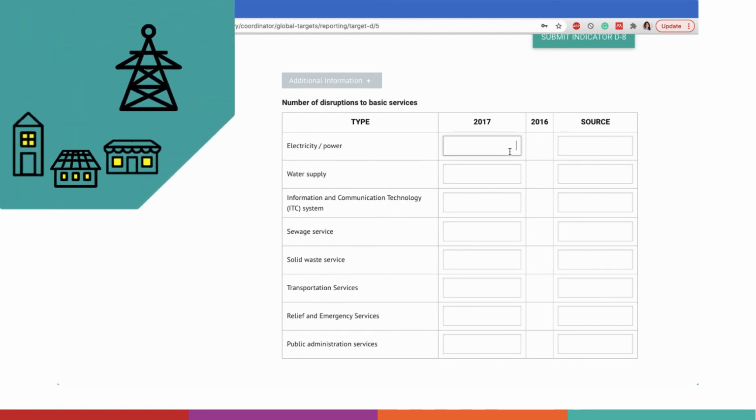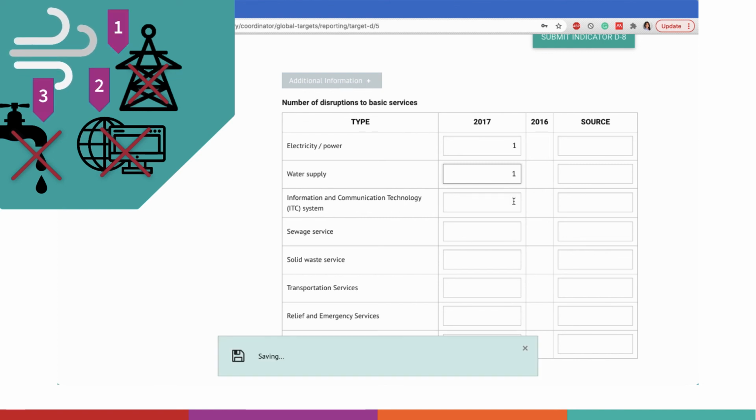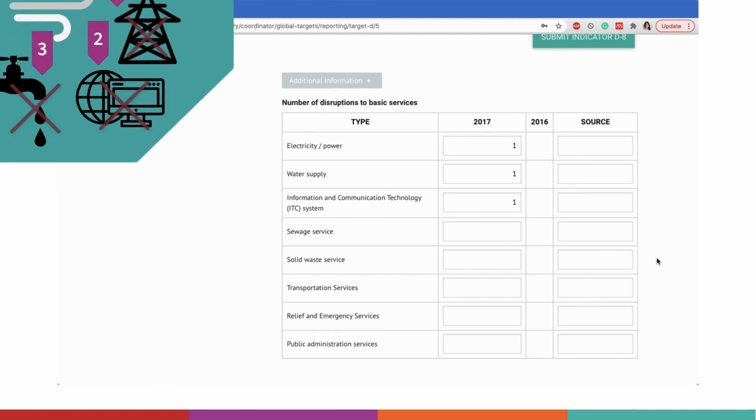For example, if a windstorm caused electricity to be interrupted several times and left several neighborhoods without power, this means electricity was disrupted for this one disaster. If water supply and communications were also disrupted because of the electricity disruptions in several neighborhoods, this means for this disaster, 3 services were disrupted. In the monitor system, you would input 1 for each of the disrupted services for a total of 3 disruptions.